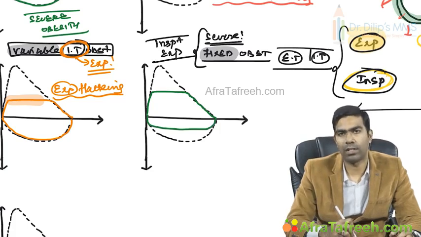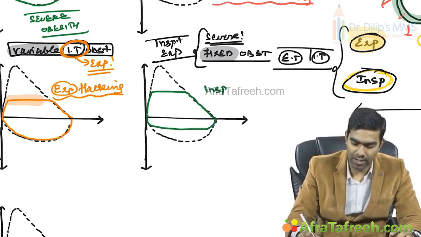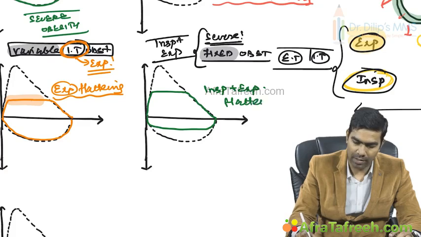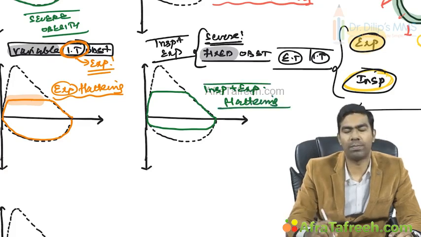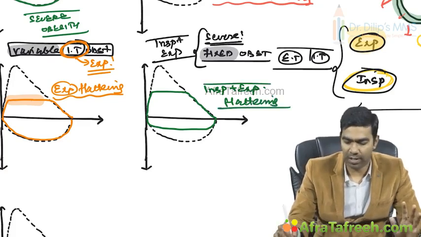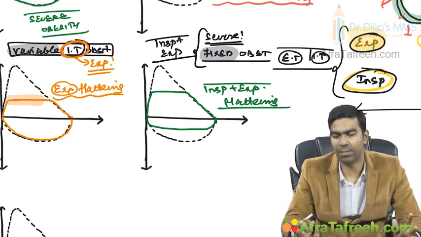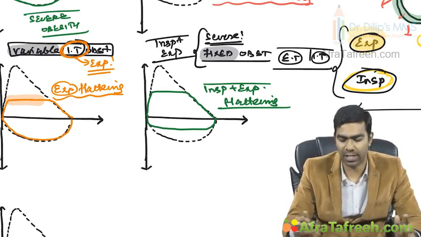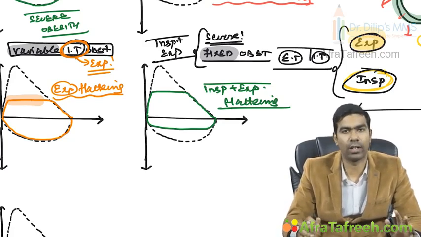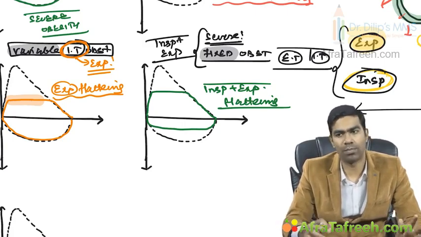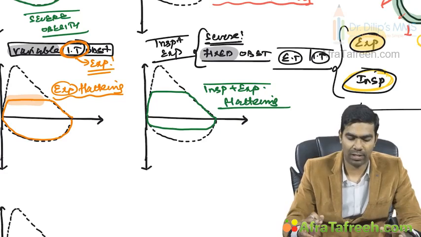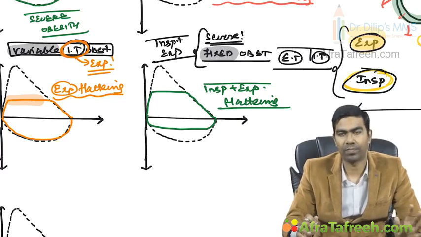You are going to get something like this, which means there will be both inspiratory as well as expiratory flattening. This is very, very important to understand, because your dynamicity is lost and the phasic changes in the respiration are lost, and you are going to get the flattening of the curves in both inspiration as well as expiration. Again, a very important point.